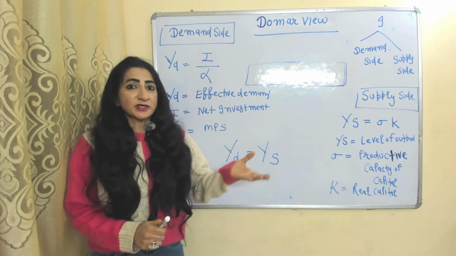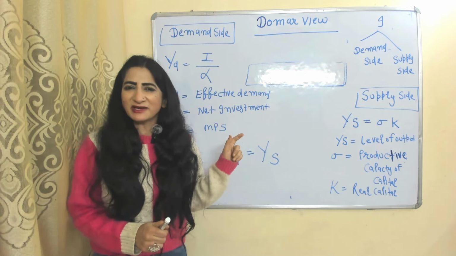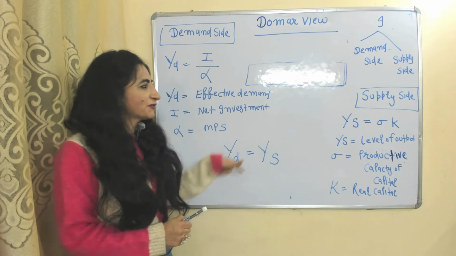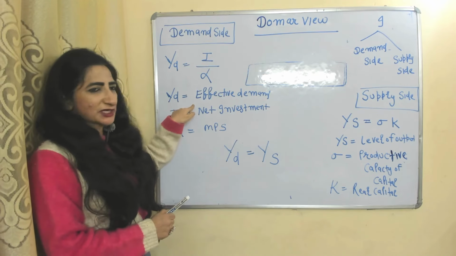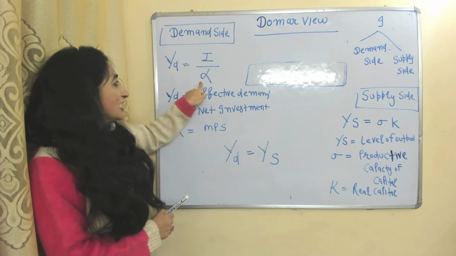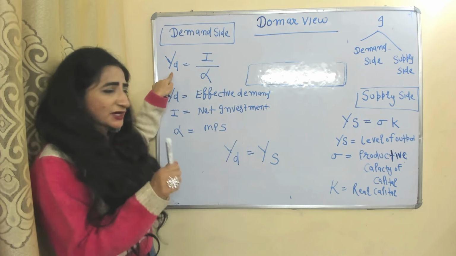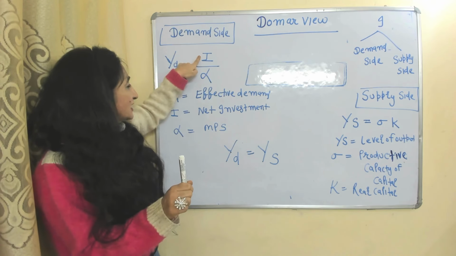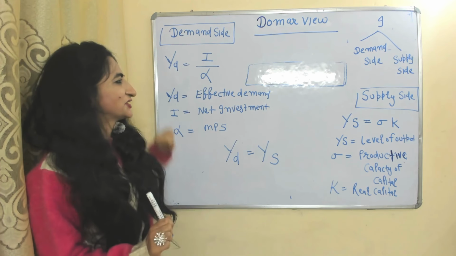Investment also increases the productive capacity of the economy by expanding the capital stock. This is called the supply side effect. This equation represents the demand side effect. This equation represents the supply side effect. YD is effective demand, I is net investment, and s is the marginal propensity to save. As the marginal propensity to save increases, meaning saving increases, effective demand falls, so these two have an inverse relation. But as net investment increases, effective demand increases, so these two have a positive relation.